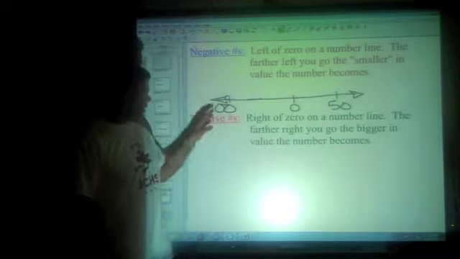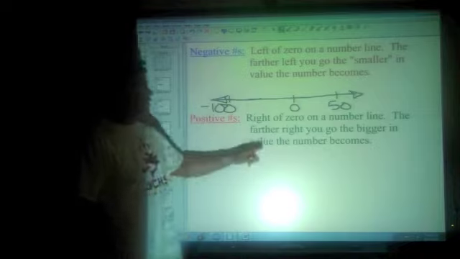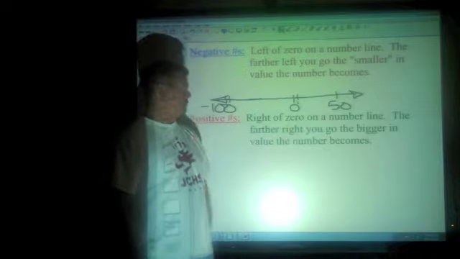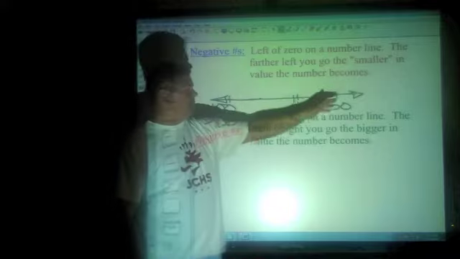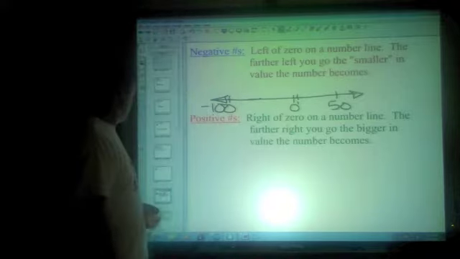Because any negative is going to be smaller than any positive. Even 1 is bigger than negative 100. Numbers to the right are positive, numbers to the left are negative.